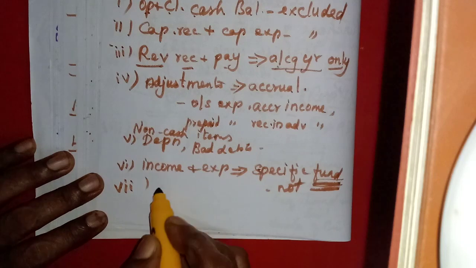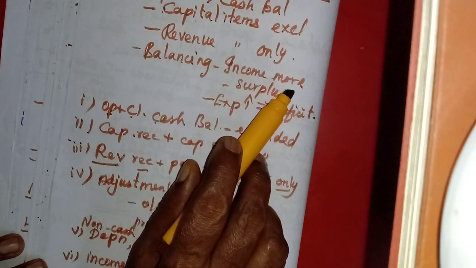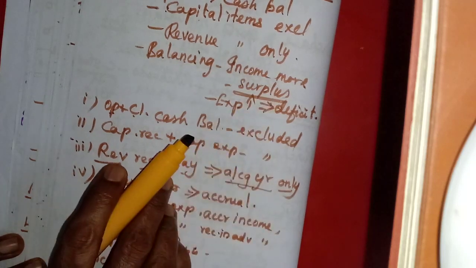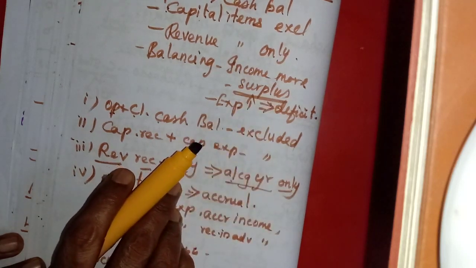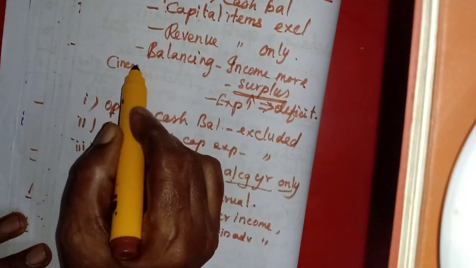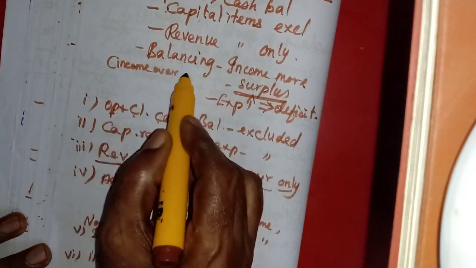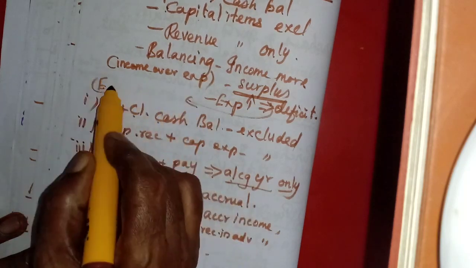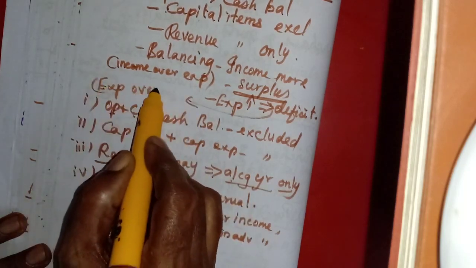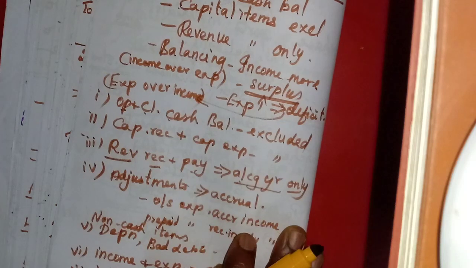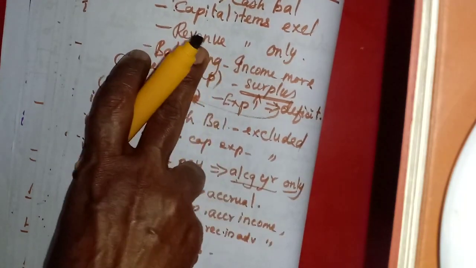Then at last, balancing. I told you how to balance. If the income side is more, that means the credit side is more, on the debit side we will write surplus. Then in brackets we will write income over expenditure. If it is a deficit, we should write expenditure over income. Understood? I think you might have understood this. Okay, I have explained the income and expenditure account.